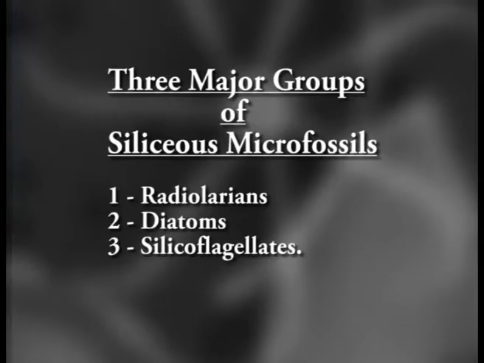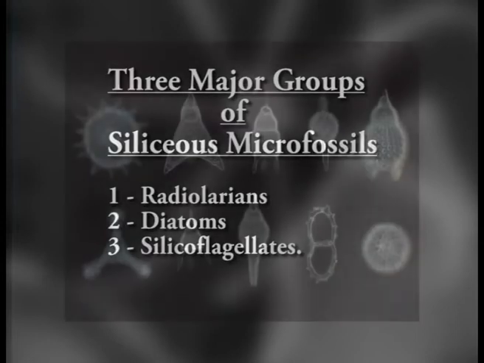Siliceous microfossils are subject to burial diagenesis and become rare at great well depths, except when recrystallized, preserved in nodules or concretions, or replaced by pyrite or calcite. There are three major groups of siliceous microfossils, that is radiolarians, diatoms and silicoflagellates.